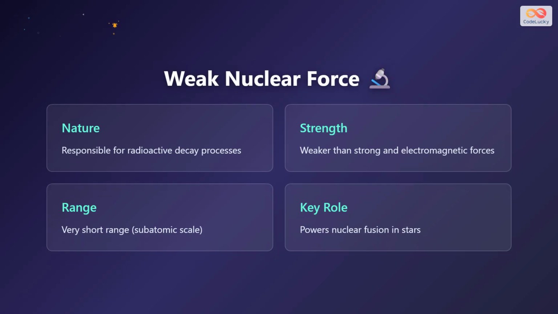The weak nuclear force is responsible for radioactive decay processes, where particles transform into other types of particles. While it's weaker than both the strong force and electromagnetism, it's still much stronger than gravity. Like the strong force, it operates only at very short, subatomic distances. The weak force plays a vital role in powering nuclear fusion reactions inside stars, making it essential for stellar energy production.